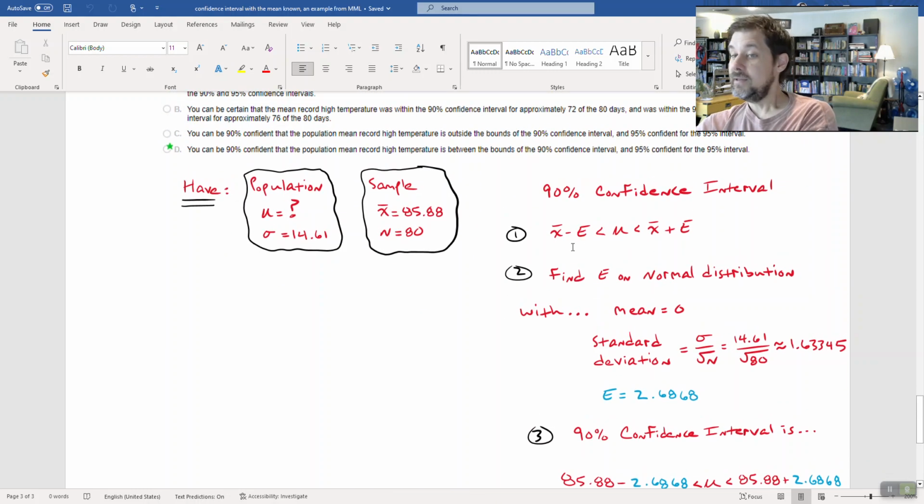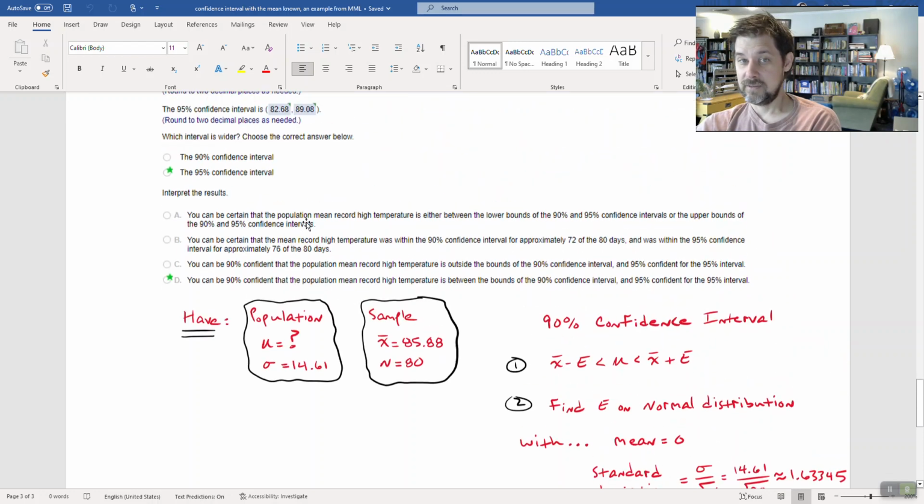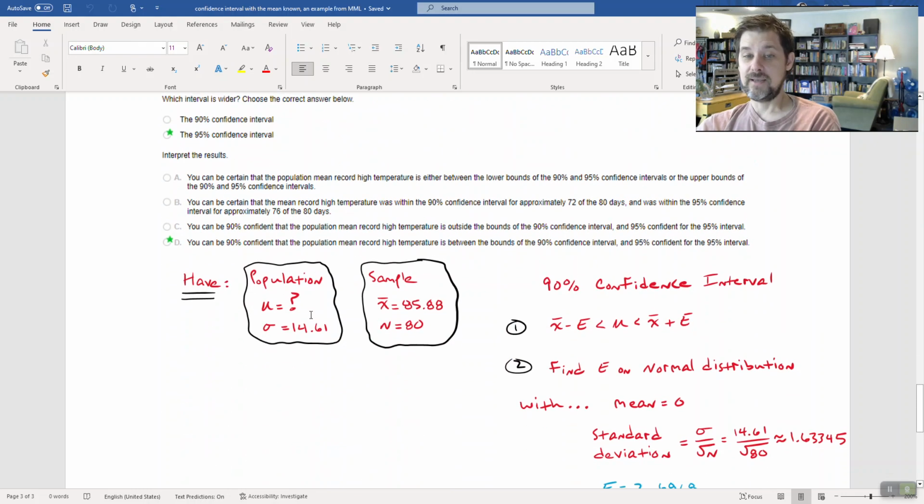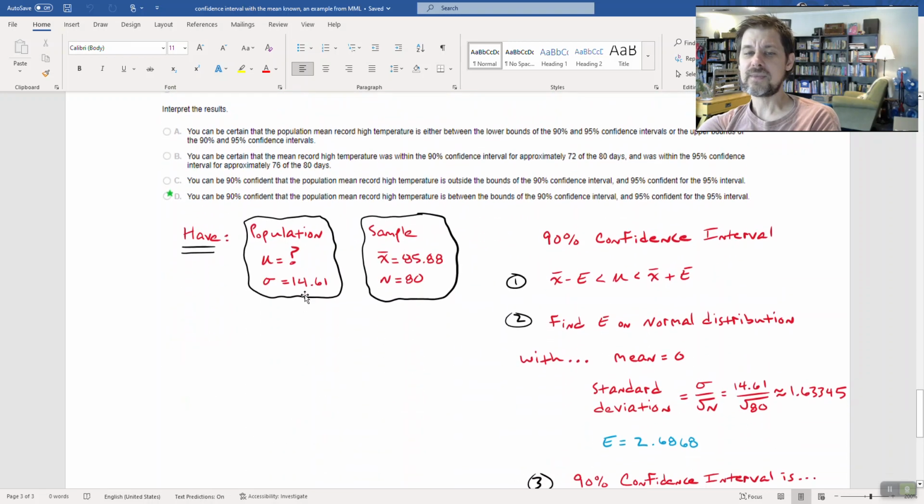That interval will be x bar, which is the sample mean, minus E, the margin of error, on the low end, and x bar plus E on the high end. Mu, the population mean, for all the days from which this sample was taken, whatever the record daily high temperature is, we're estimating that, and that number will be somewhere between this number and this number. That's what we will be able to say about it, as it's not known at the time.